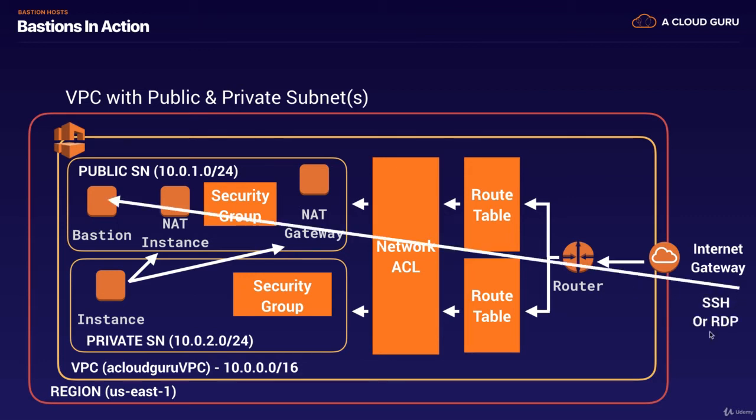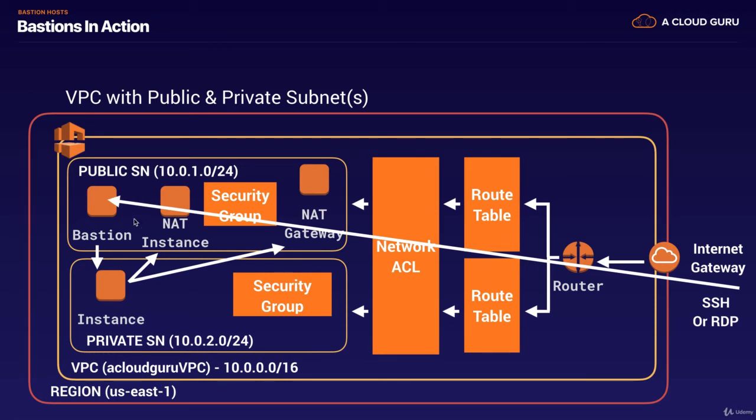We've got SSH or RDP, so SSH for Linux or RDP going to Windows. And essentially what it's doing is it's going through the internet gateway, it's going through our route tables, it's going through our network ACLs, it's going through our security groups, and then it's going on to our Bastion server. And then our Bastion server basically just forwards the connection through SSH or through RDP to our instances.